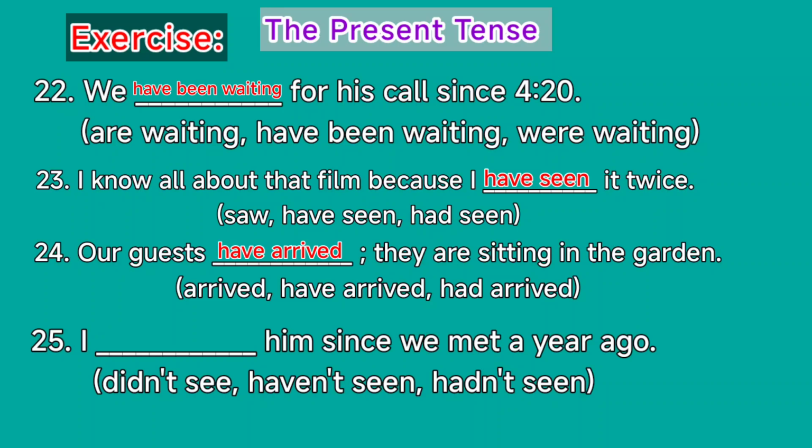The last one, I dash him since we met a year ago. One year back they both met, but from that time they haven't seen each other. Experience, state of experience. So we have to say that in present perfect. I haven't seen him since we met last year. Since we met a year ago.